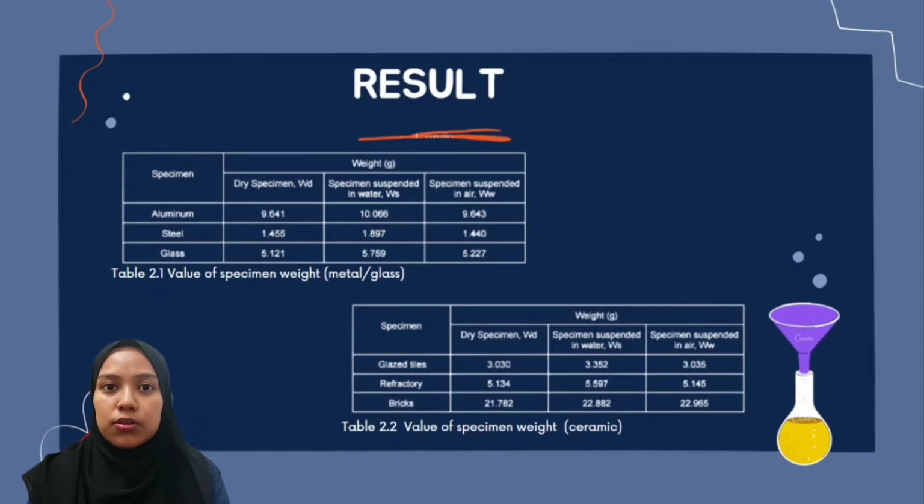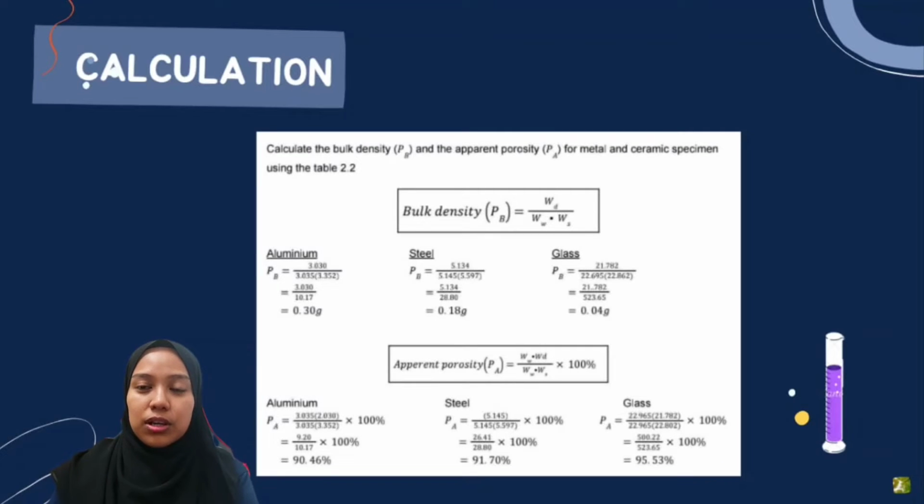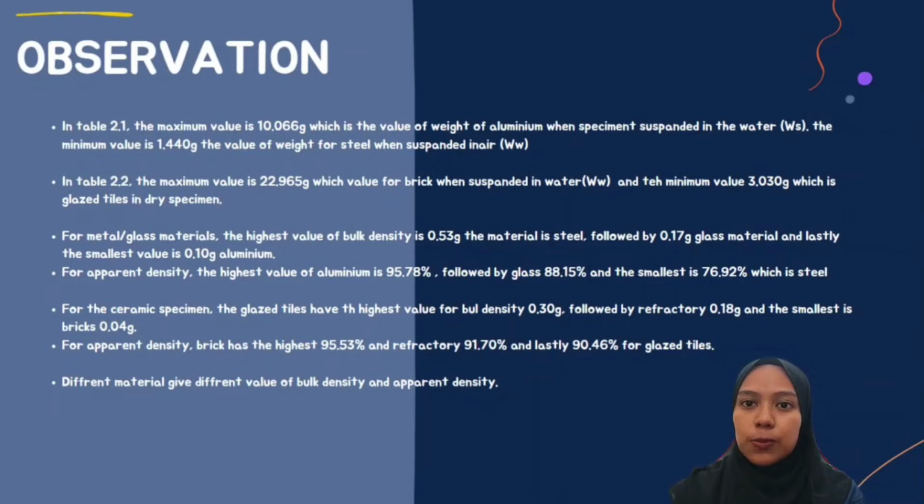We obtain two results in two tables, which are table 2.1 and table 2.2. Table 2.1 is the value of the specimen weight for metal or glass material, and table 2.2 is the value of specimen weight for ceramic material. So here is the calculation that I have done for the experiment. For table 2.1, I have calculated the value of bulk density and apparent porosity for all specimens. And here is the value of the calculation for apparent porosity and bulk density for all specimens in table 2.2. Now we go to the next part, which is observation.